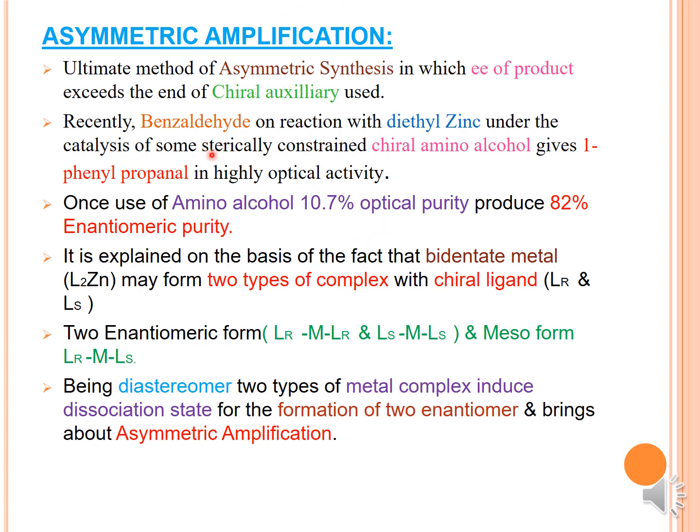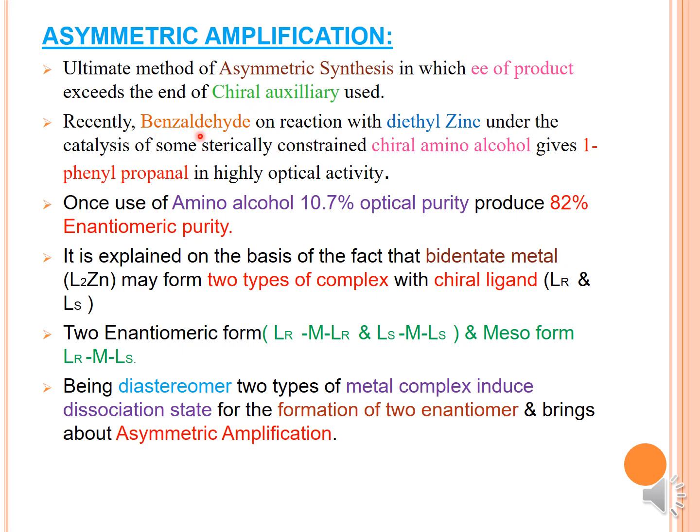So we'll move on to these points. Here we'll say that whenever we are doing asymmetric amplification, it is the ultimate method of asymmetric synthesis, in which the enantiomeric excess of the product will exceed that of the chiral auxiliary. Here, chiral auxiliary always represents the stereochemical aspect, okay. So that will only tell you the stereochemical aspects. Stereochemistry will be based on the chiral auxiliary used, okay.